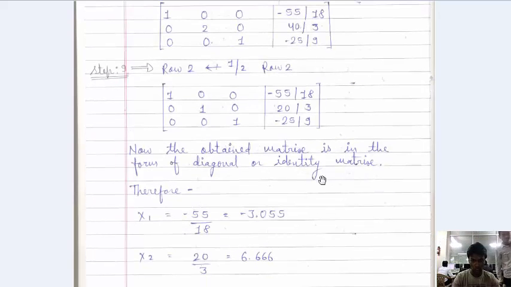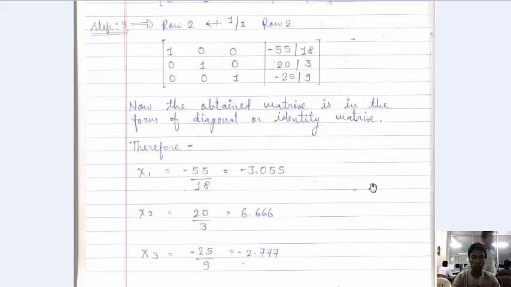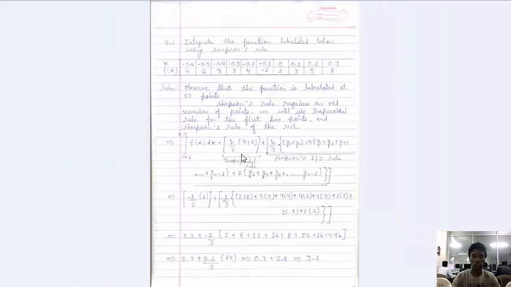Now the obtained matrix is in diagonal, or identity matrix, form. Therefore, x1 is equal to minus 55 by 18, which is minus 3.055. x2 is 20 by 3, which is 6.666. x3 is equal to minus 25 by 9, which is minus 2.777. And that's all.